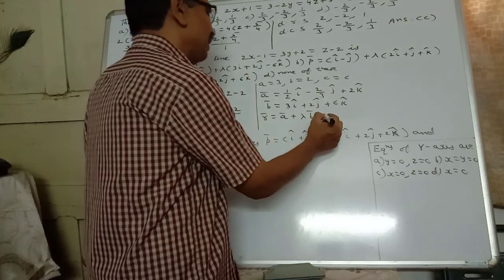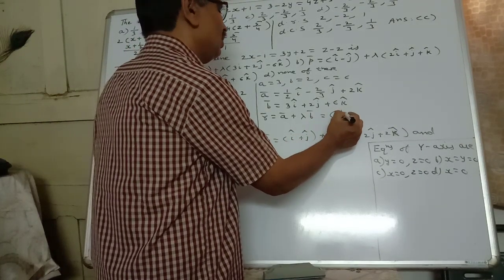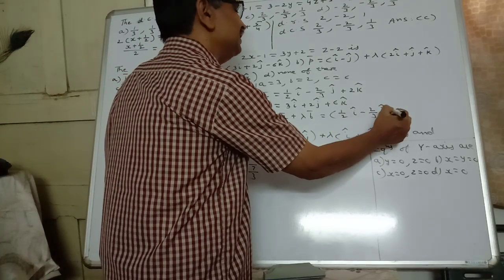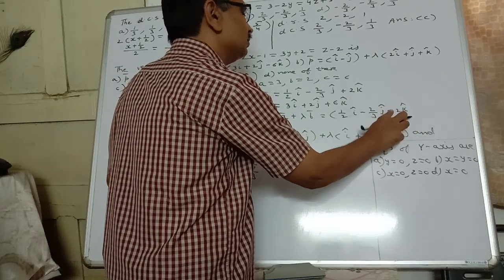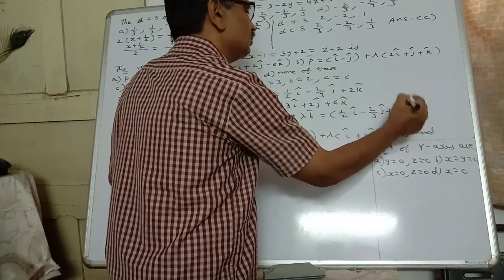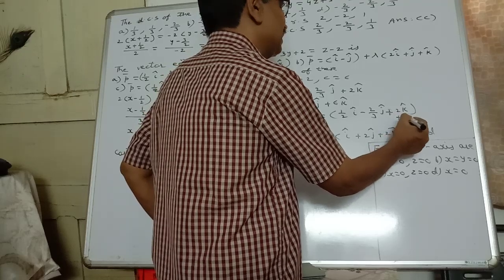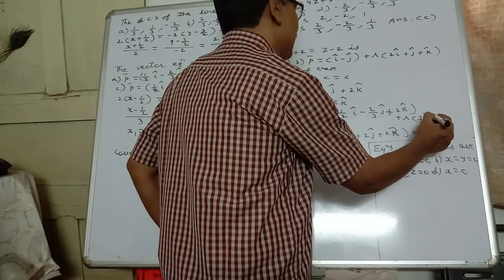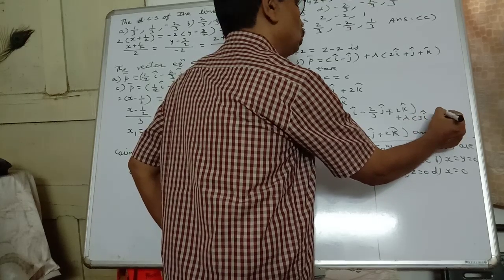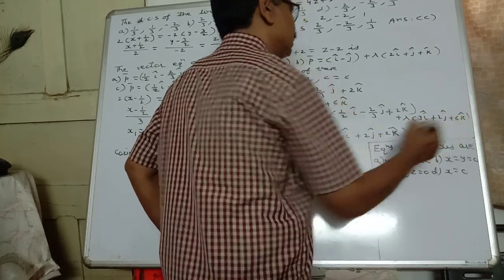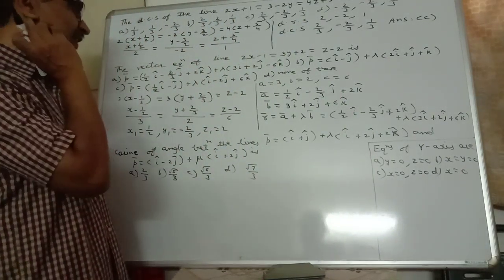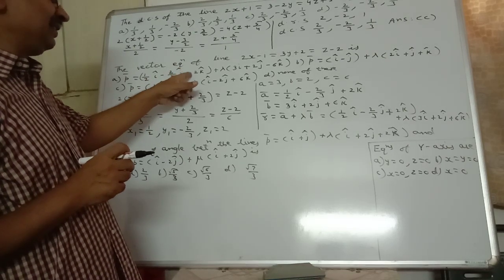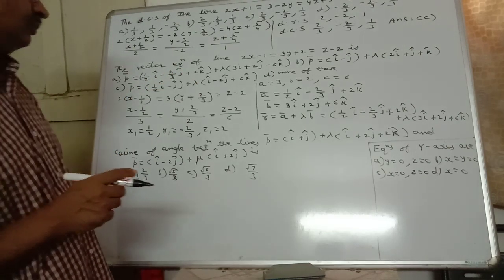Put the corresponding values in one bracket: (1/2 i minus 2/3 j plus 2k) plus lambda into bracket (3i plus 2j plus 6k). Compare it with the options. We can observe that the answer is option A.